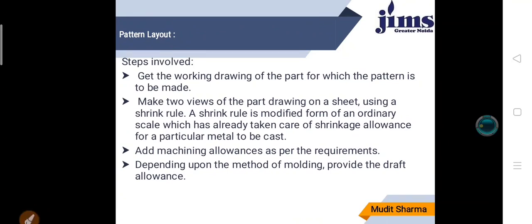Okay, now I am going to discuss pattern layout. This is another question we face in our examination. What is the pattern layout? Some steps are involved in this: get the working drawing of the part for which the pattern is to be made, make two views, draw on sheet using a steel rule. These are some calculation rules on which basis we make our pattern. Add allowances like shrinkage allowance, draft allowance, machining allowance, etc.